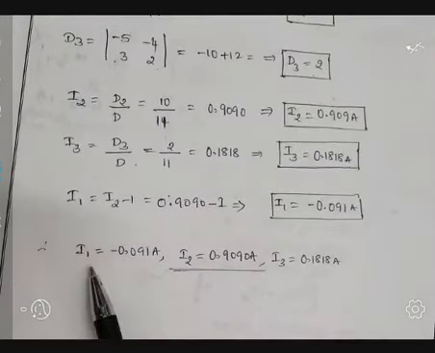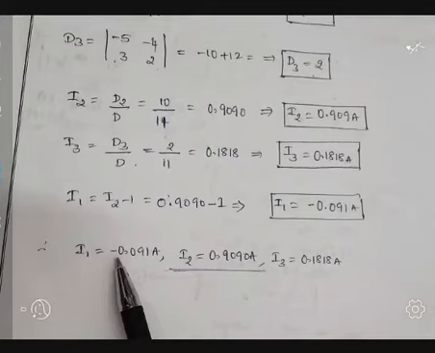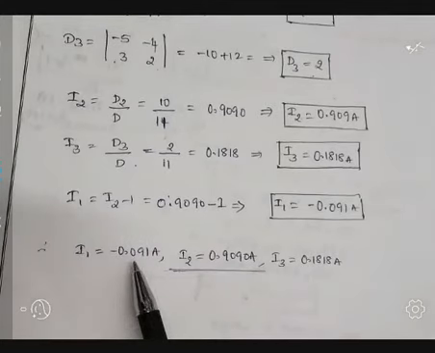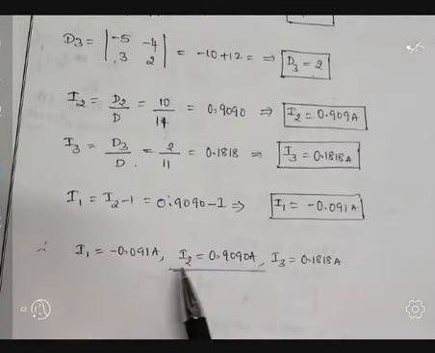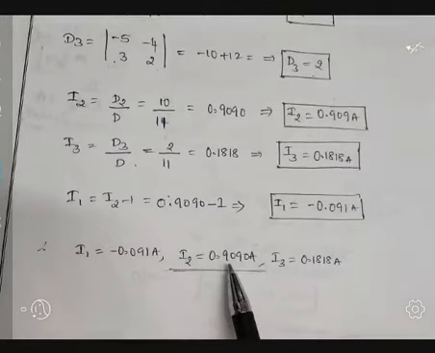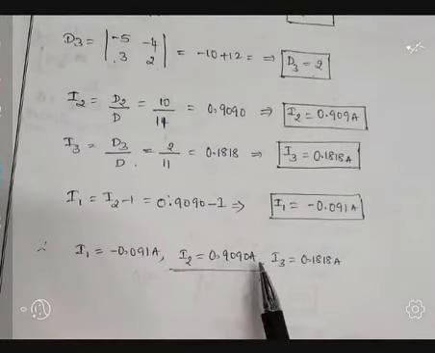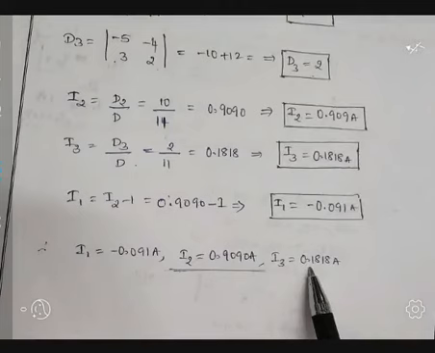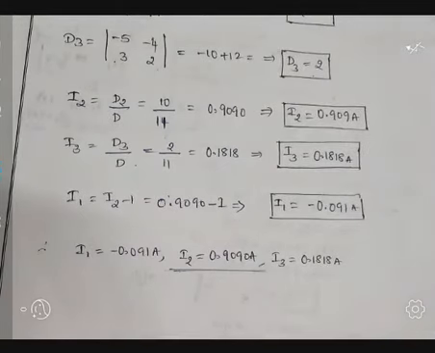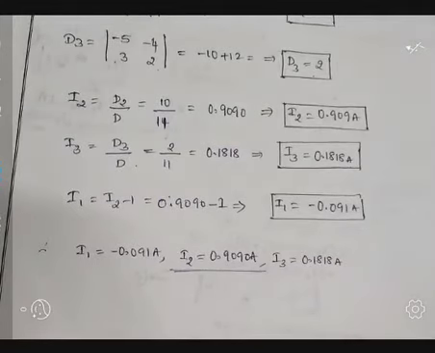Mesh currents, I1 equal to minus 0.091 amperes, I2 equal to 0.909 amperes, I3 equal to 0.1818 amperes. All these three currents we calculated, I1, I2, I3. This is about the given network, calculation of mesh currents, I1, I2, I3. So likewise, we will take one more example.